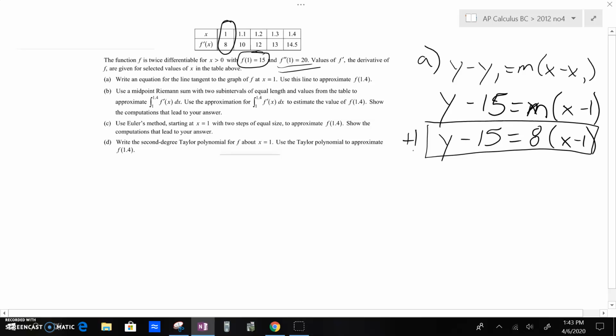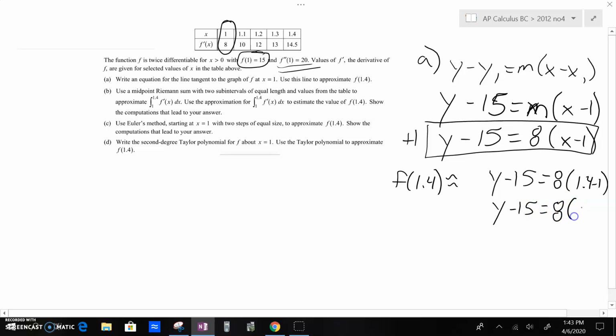We then use that to approximate f of 1.4. So f of 1.4, squiggly lines means approximate. That's going to be our y value in this thing. So what would that be? That would be y minus 15 equals 8 times, and we're just going to need to plug in 1.4 for x. And again, you can do y equals mx plus b on this. You don't have to. It's your choice. We can just leave it the way we have it.